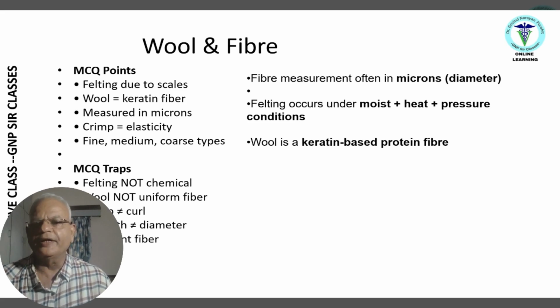And here are the traps. Felting is not chemical, wool is not a uniform fiber, crimp is not equal to curl, strength is not equal to diameter, and wool is not a plant fiber.